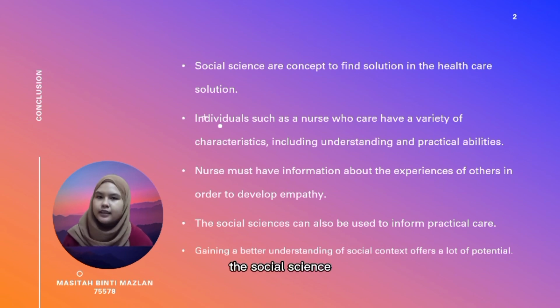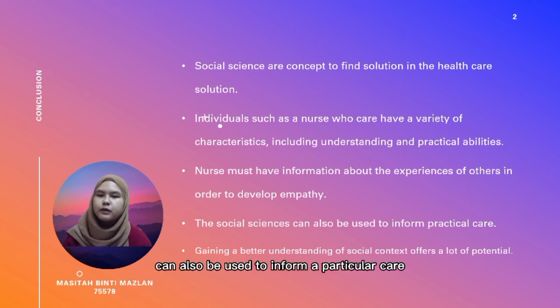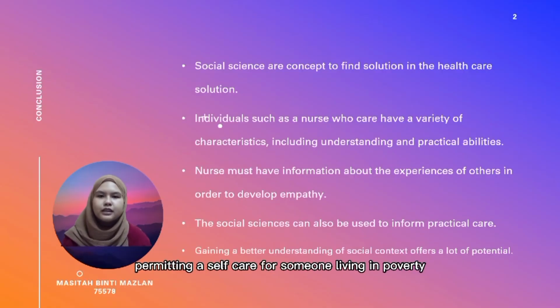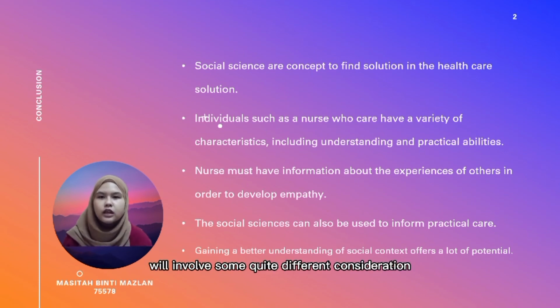The social science can also be used to inform practical care. Individual requirements will vary depending on their circumstances. Permitting self-care for someone living in poverty, for example, will involve some quite different considerations than enabling self-care for a patient who is financially comfortable.